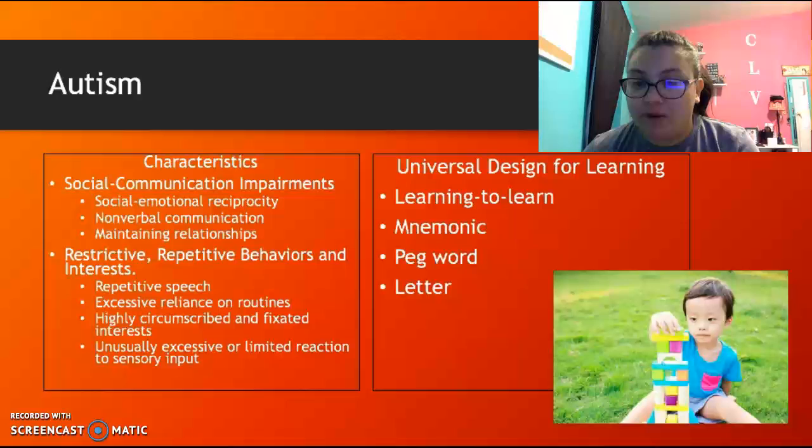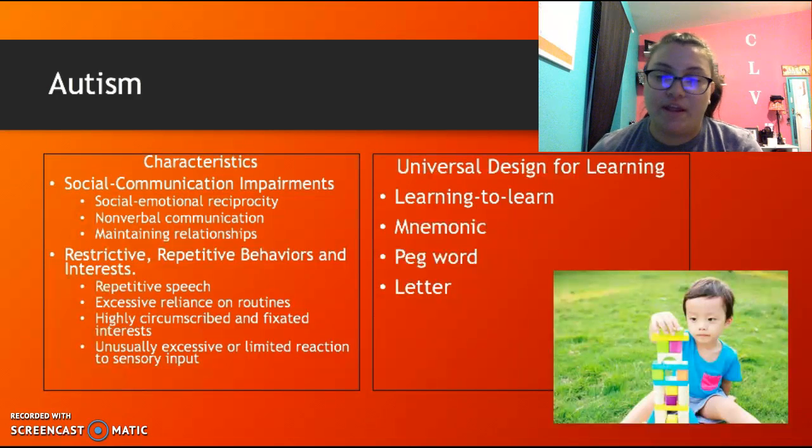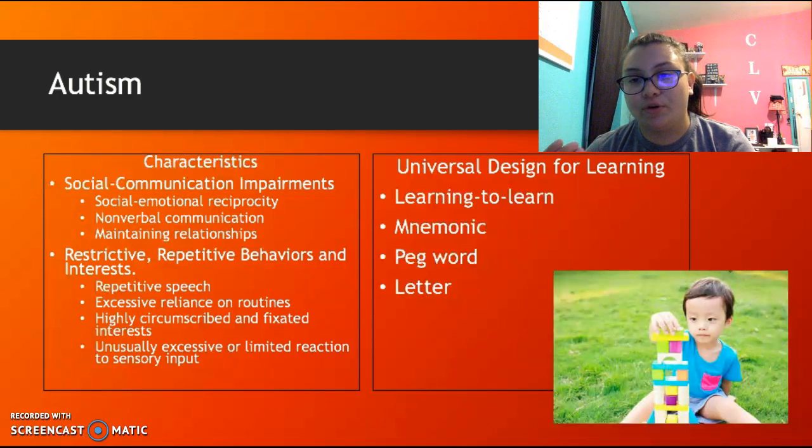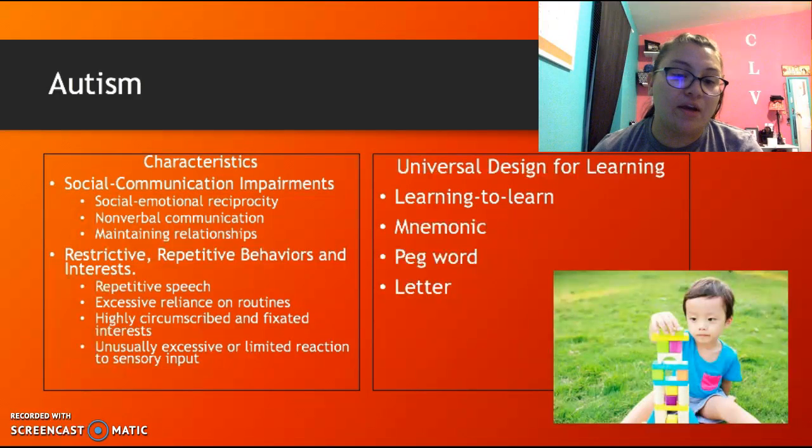There's also the pegword strategy, and this helps students remember numbered and ordered information by linking words and numbers that rhyme. The visual images help the students remember a number or a number sequence. Letter strategies that I was looking into employ acronyms or a string of letters to help students remember a list of words or even concepts.